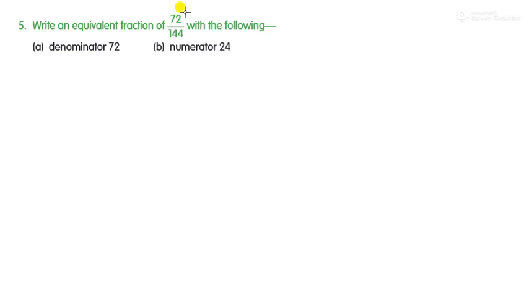Write an equivalent fraction of 72 by 144 with the following. Here A bit is, denominator is 72. So here 72 by 144. Now we have here A bit is, denominator 72. So we have to make the denominator 72. So here 72 2s are 144. So what we have to do, we have to divide the numerator and denominator with 2.